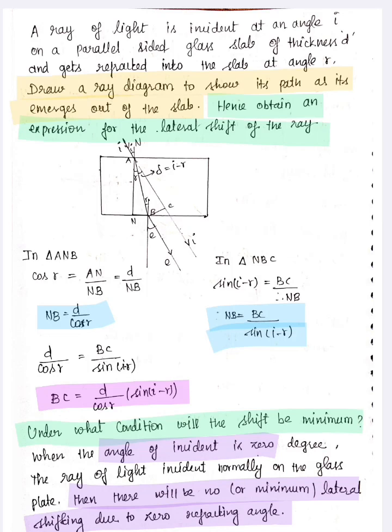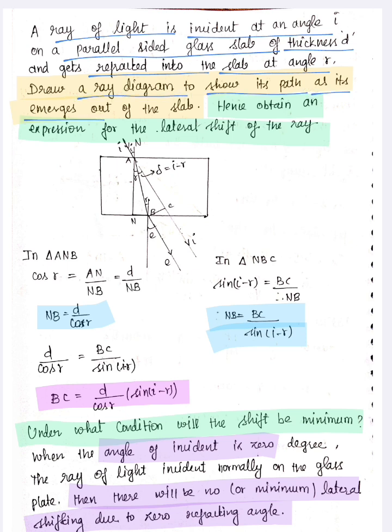Hello students, today we solve one easiest question. The question is, a ray of light is incident at an angle I on a parallel sided glass slab of thickness D and gets refracted into the slab at an angle R. Draw a ray diagram to show its path as it emerges out of the slab. Hence obtain an expression for the lateral shift of the ray.